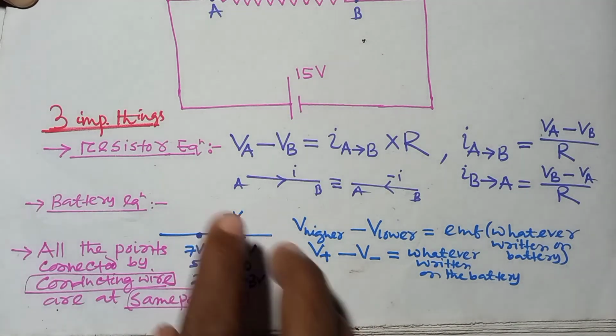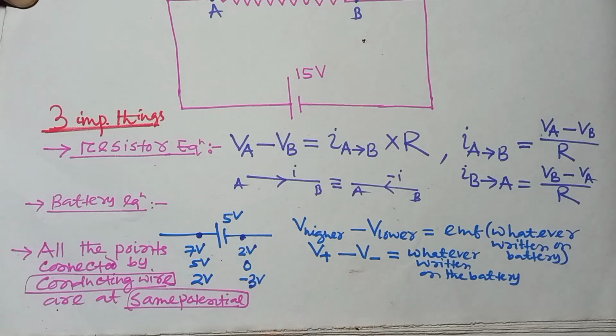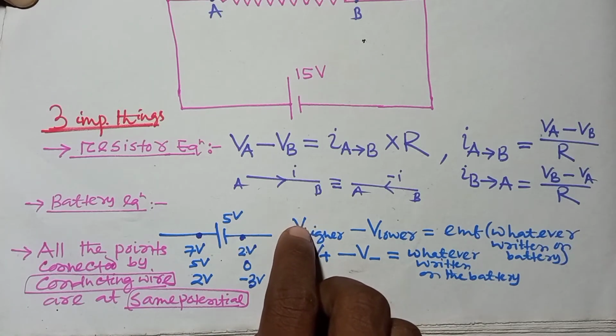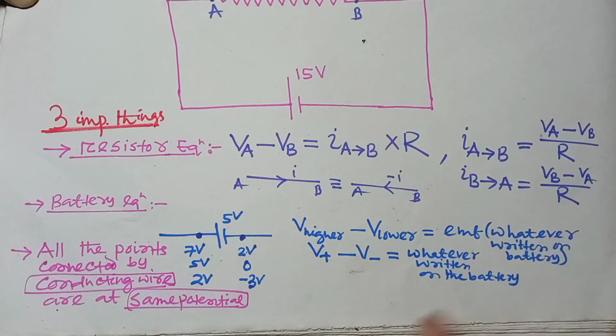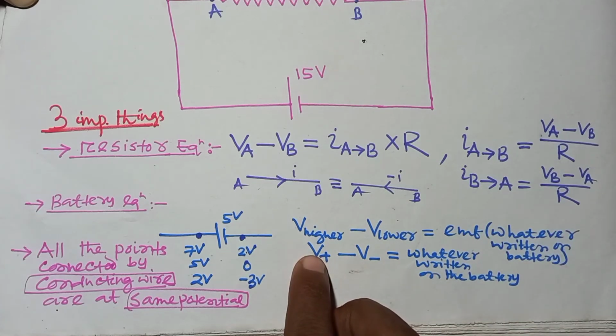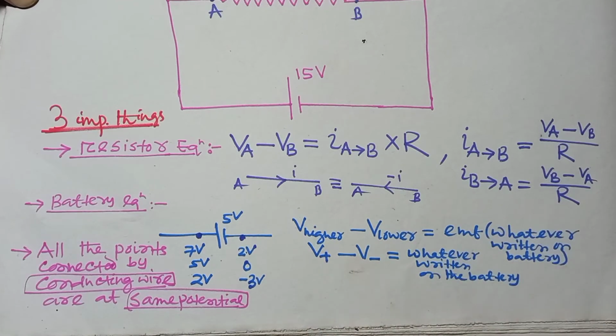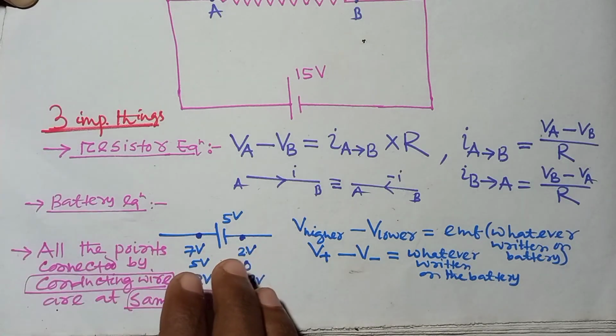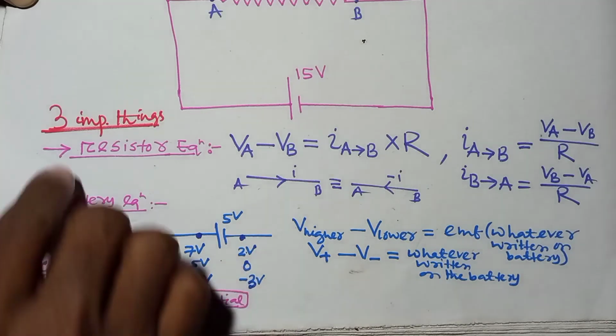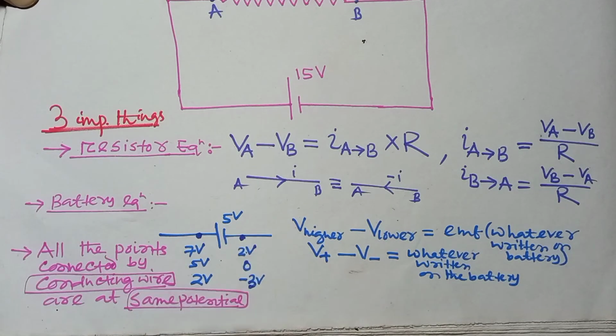And the next thing is the battery equation. The battery is such a device which maintains a fixed potential difference across its terminals. So the potential of higher side minus the potential of lower side is equal to the EMF, or whatever is on the battery. The potential of positive side minus potential of negative side is equal to whatever is on the battery. And the third point is that all the points which are connected by a conducting wire are at the same potential. So these are the very important points. If you remember these 3 things, then you can solve any type of electrical circuit.